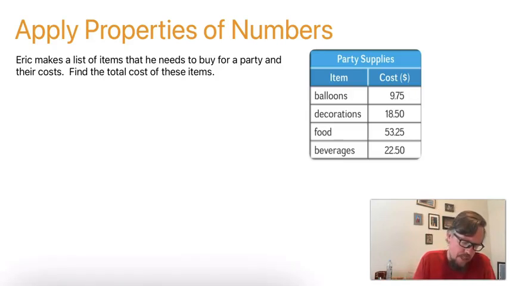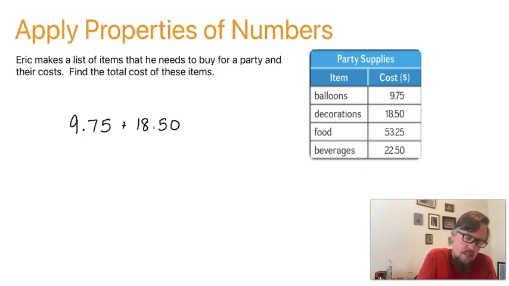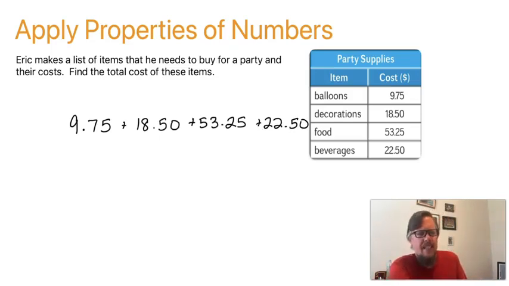So first of all, the numbers that we're going to add together are $9.75, that's the cost of balloons. We're going to add $18.50. Then we're going to add $53.25. And then we're going to add $22.50. But adding the numbers in this order is needlessly challenging.